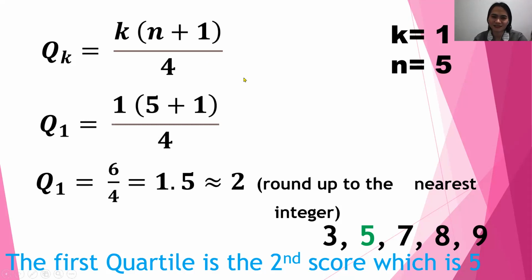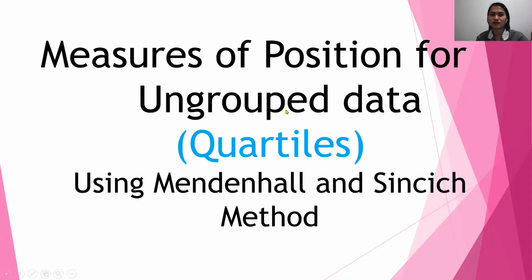Okay, so did you get the same answer? Okay, very good. So now let's discuss further about our topic. Our topic for today is measures of position for ungrouped data or quartiles. Our first topic under measures of position for ungrouped data is quartiles using the Mendenhall and Sincich method.